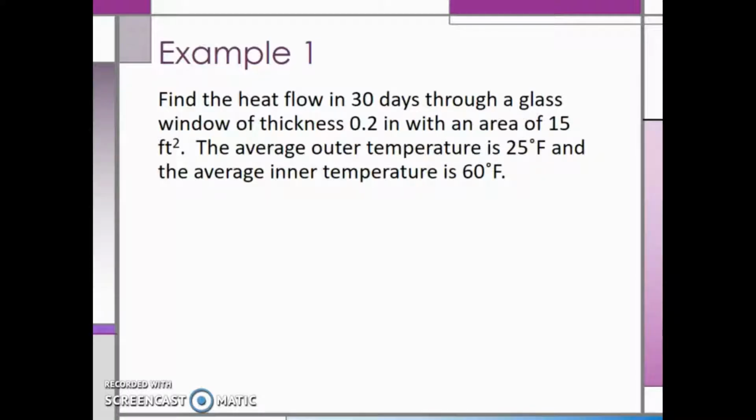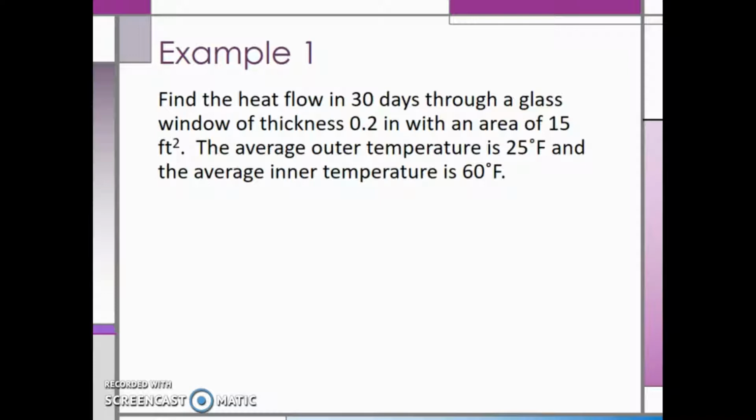In the previous video, we looked at the heat transfer equation and the thermal conductivity of different substances. Let's take a look at an example of calculating heat transfer. Find the heat flow in 30 days through a glass window of thickness 0.2 inches with an area of 15 square feet. The average outer temperature is 25 degrees Fahrenheit and the average temperature inside is 60 degrees Fahrenheit.